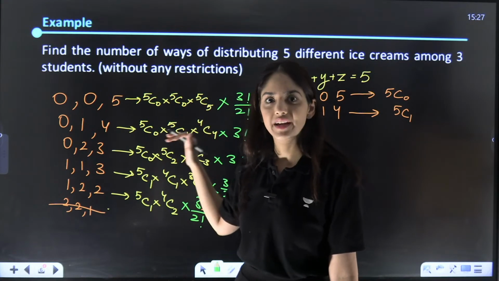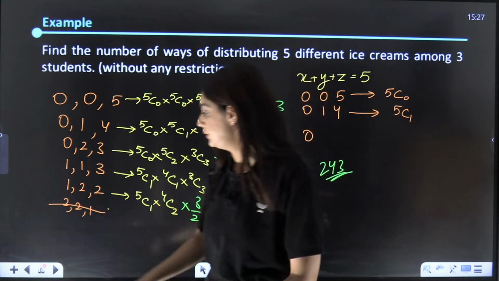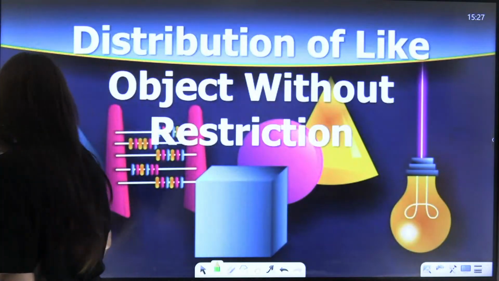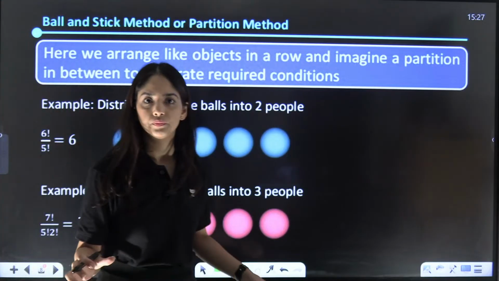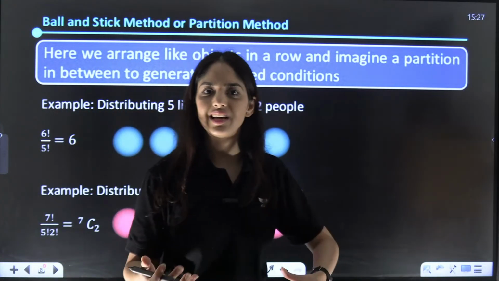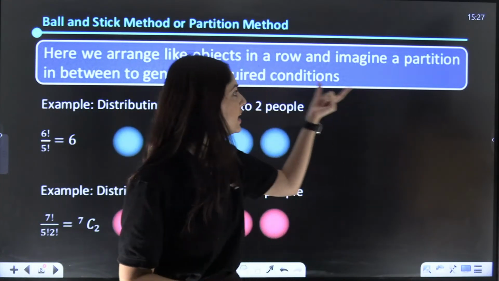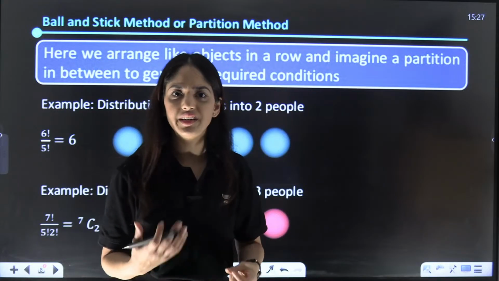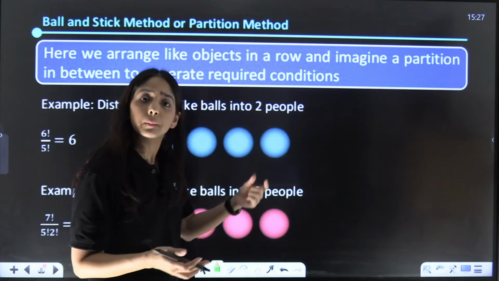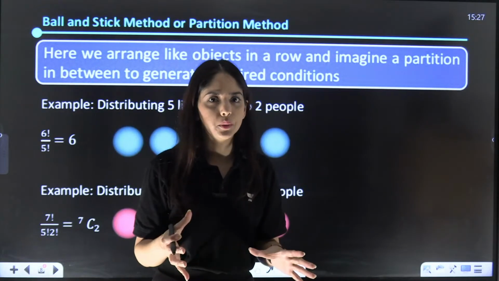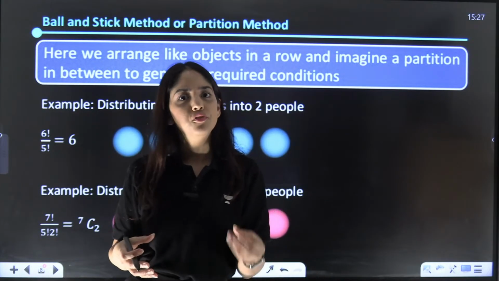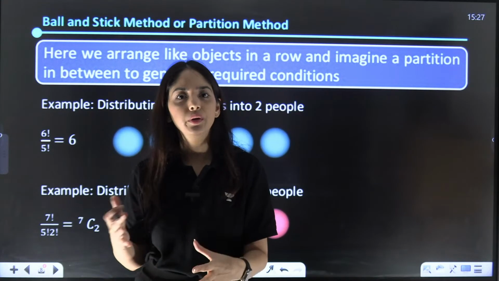You will make sure that you're counting everything. All right. Now, coming back to the like object partition, when there are identical objects, coming back to the original problem, if there were 5 identical ice creams and we had to do it, such kind of questions, how do we deal with that?